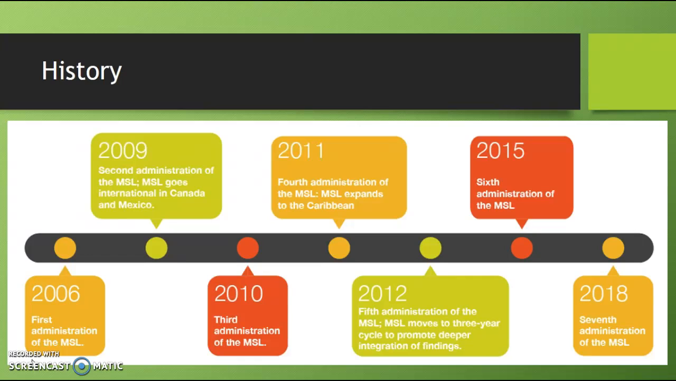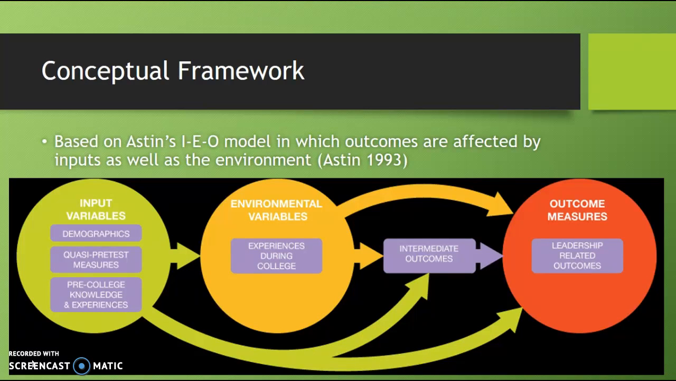At this point, over 350 institutions have participated, including 610,000 students. The conceptual framework that they use in developing this survey is based on Astin's IEO model, in which outcomes are affected by inputs as well as the environment. The graphic below is one from their website where they visually show how they're using Astin's IEO model as the conceptual framework, whereby those input variables affect the environment, and the environment itself affects the outcome measures that they're looking at.